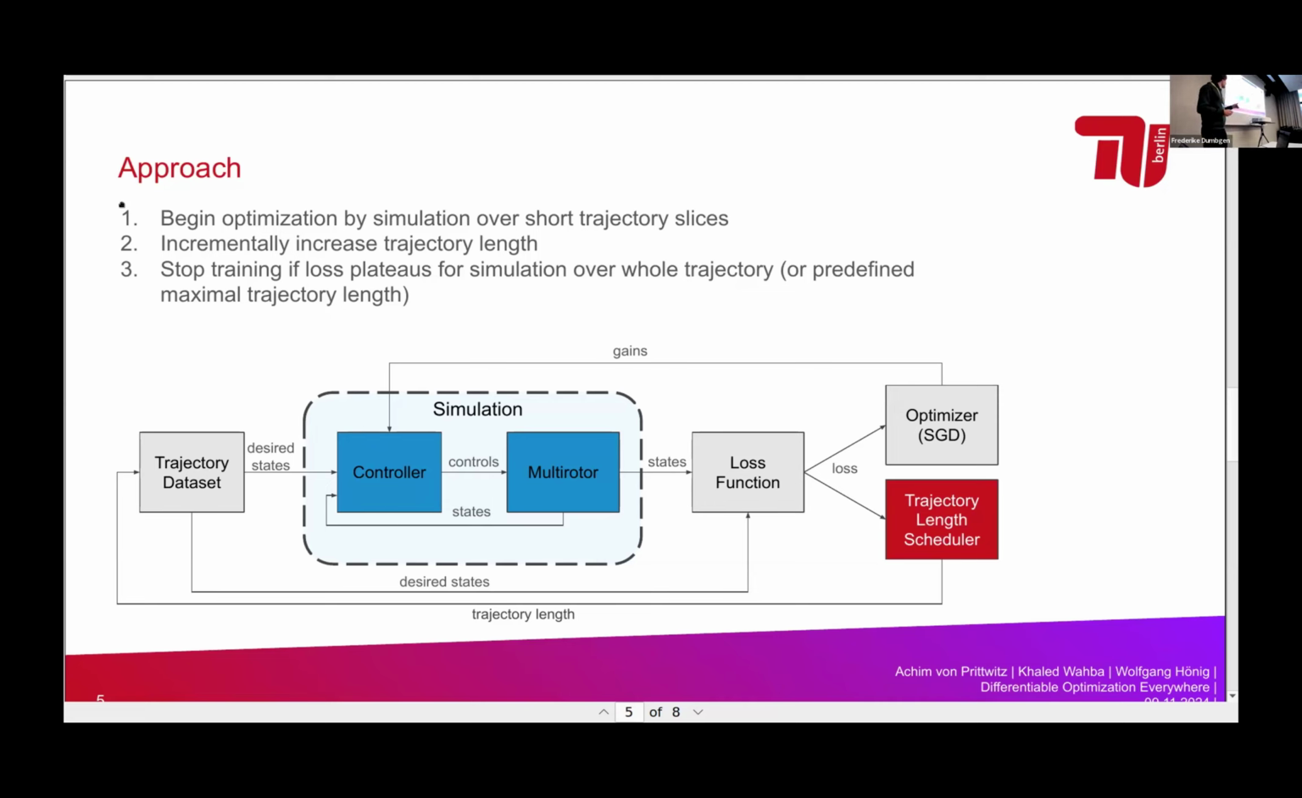or we cut it at a predefined maximum length, because we found that whether you optimize for 400 steps or 800 steps, the gains do not get better. However, the gradients get deeper and deeper, so computation slows down if you increase the computation depth.